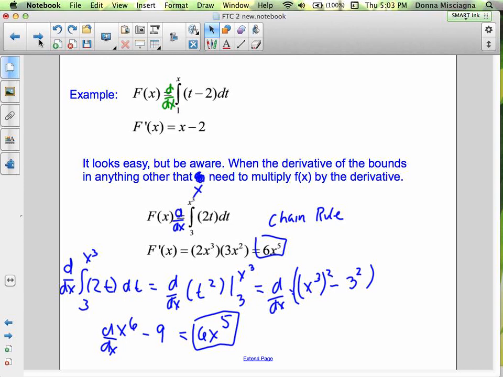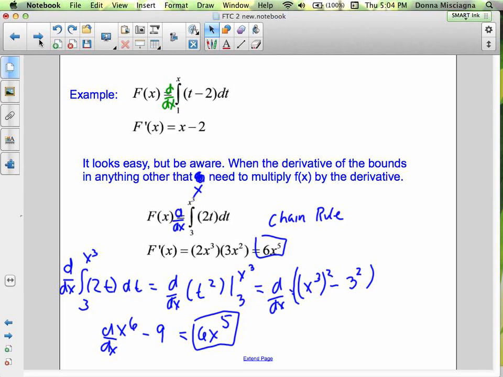Just like when we take the derivative of something raised to a power, if it's inside parentheses, inside another operation, we have to take the derivative of that inside part. Well, that's the inside part. So here we would replace the t with x cubed, but then we have to multiply by the derivative of x cubed, which is 3x squared, and gives us 6x to the 5th.